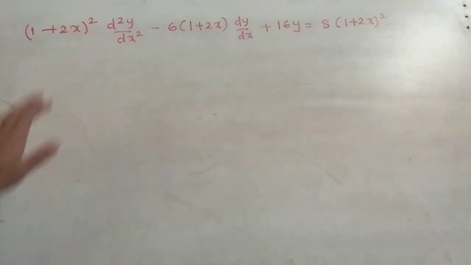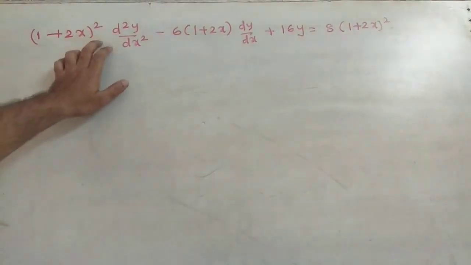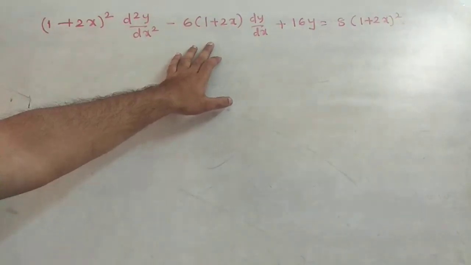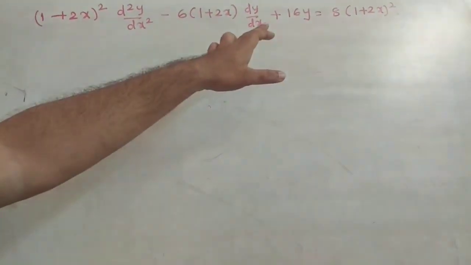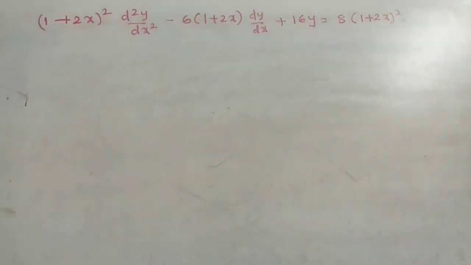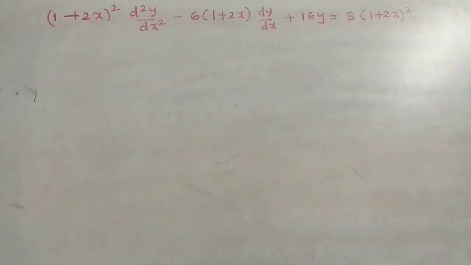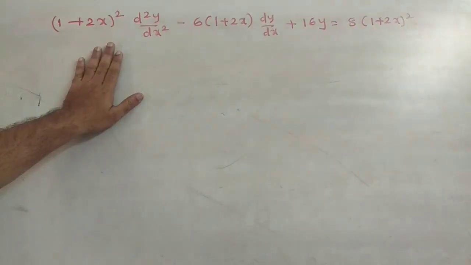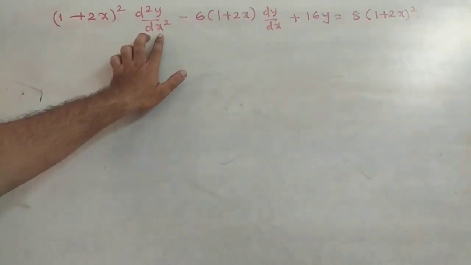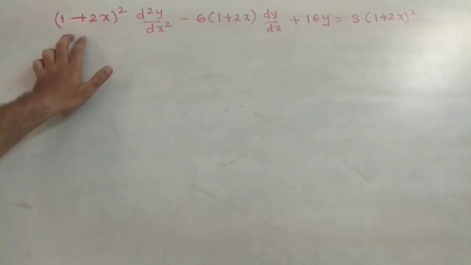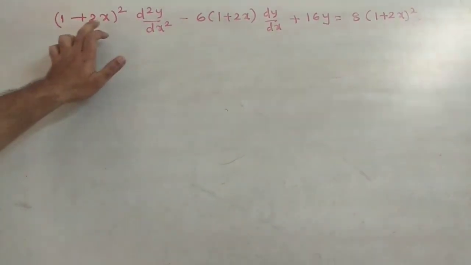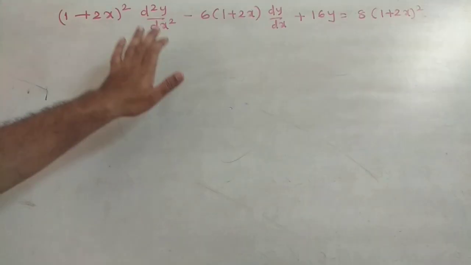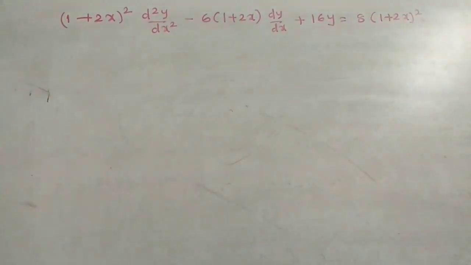Now let us have a problem. (1 plus 2x) whole square d square y by dx square minus 6 into (1 plus 2x) dy by dx plus 16y equal to 8 into (1 plus 2x) whole square. When you look at this higher order ordinary differential equation, the highest derivative is the second derivative. What about its coefficient? It looks like the (a plus bx) to the power n type. So this definitely belongs to a Legendre differential equation.